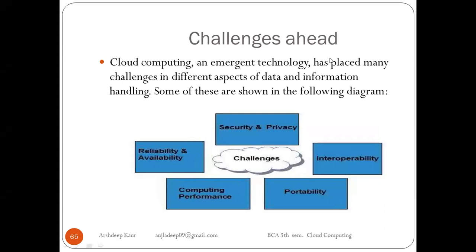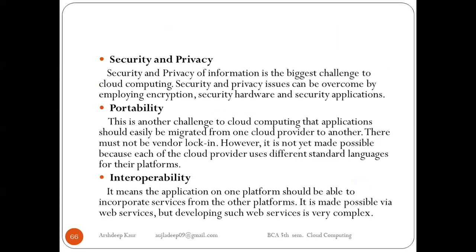Now, next topic is challenges ahead. It means when we go for cloud computing, what problems we have to face. There will be chances of security and privacy problems, interoperability problems, portability problems, computing performance problems, or there will be chances of reliability and availability problems. Now see one by one.